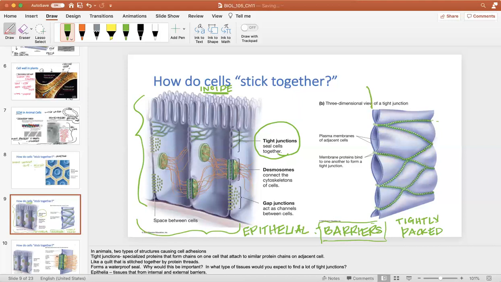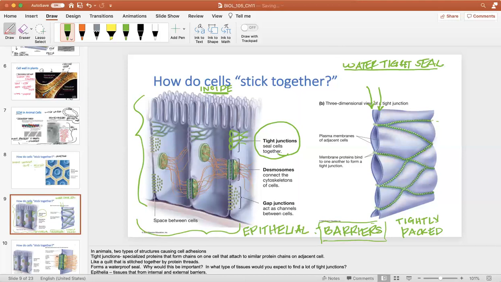So can you see that this is one cell membrane here, and this is a second cell membrane here, and we've sewn them together using these tight junction proteins. Now, what this does is it forms a watertight seal, okay? Because again, we're trying to create, particularly in epithelial tissue, a barrier to the external environment.